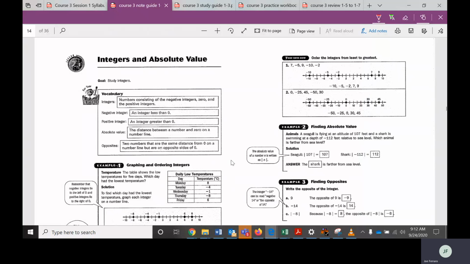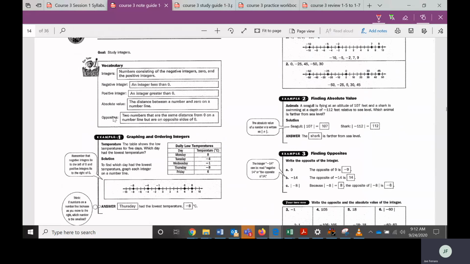We're looking at integers and absolute value. So integers are just basically your counting numbers, but negative, positive, and also zero. So there's no fractions or decimals, anything like that. You know what negative and positive numbers are. Absolute value and opposites are something we'll go over in some of the examples here.